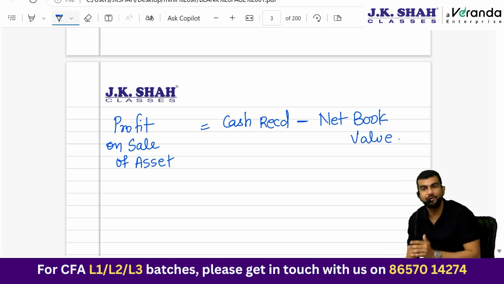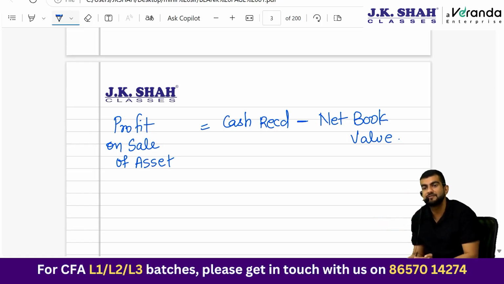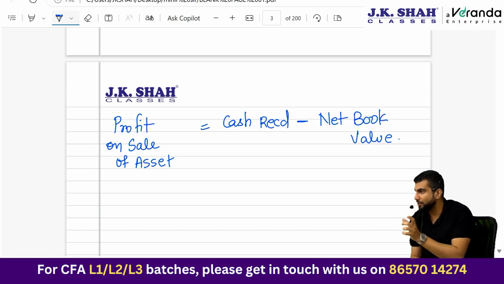Opening value of accumulated depreciation plus depreciation of current year minus depreciation pertaining to the sold asset gives you closing accumulated depreciation. Likewise, for gross assets, we had done the same thing. Beginning value of gross assets plus new assets purchased minus assets sold gives you closing gross assets. Yes, please be very careful with respect to all these calculations.